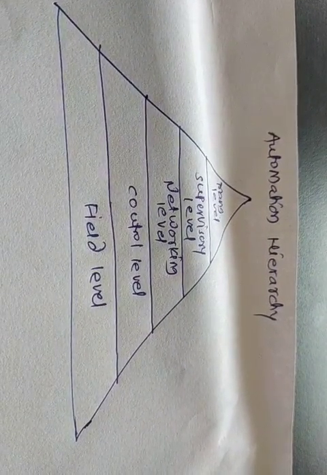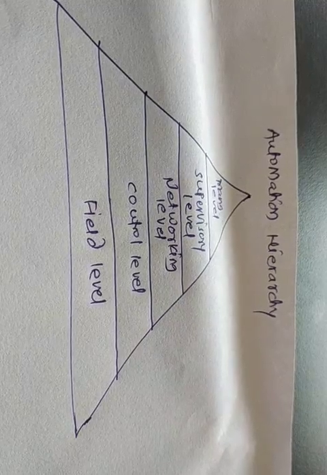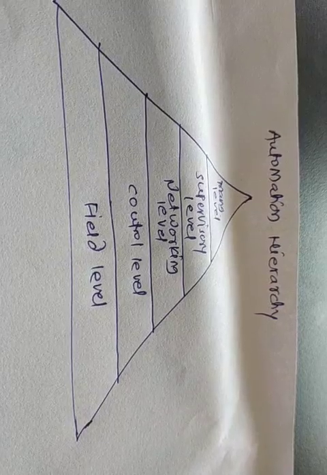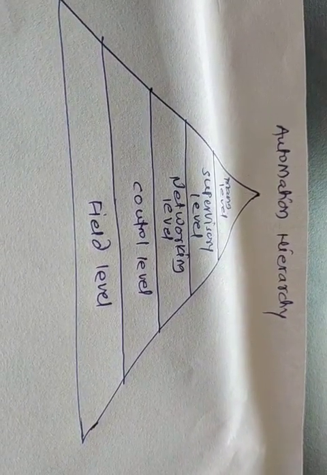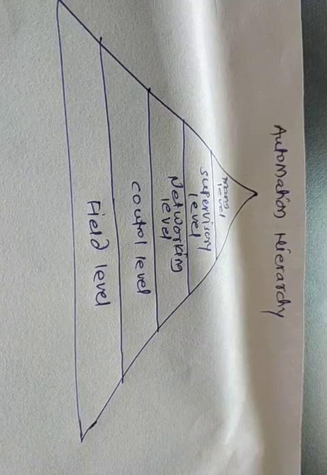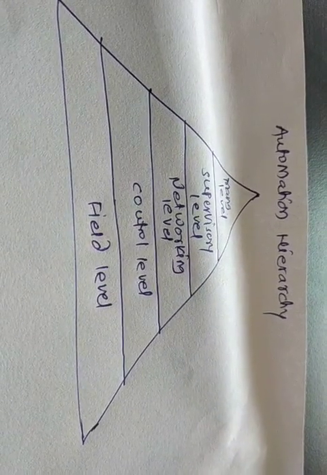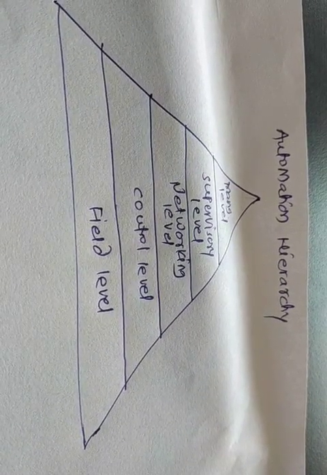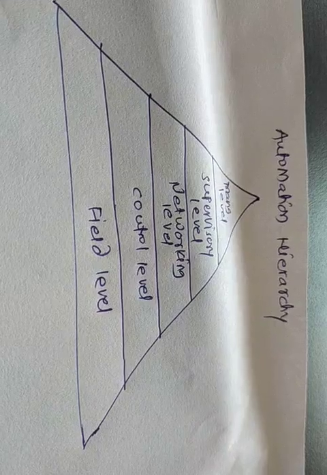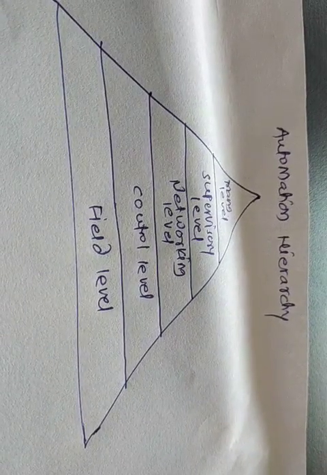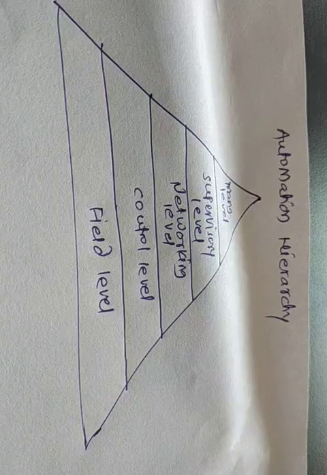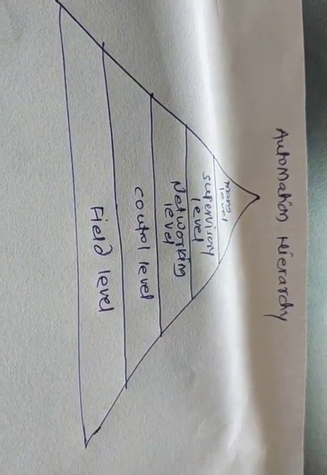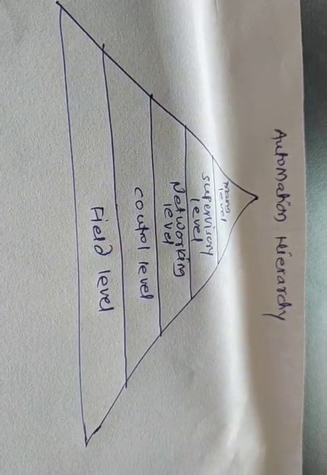The next level is the networking level. The basic purpose of the networking level is to provide connectivity between the controller and the supervisory level. The operations performed in the control level and the field level are connected by using the networking level.